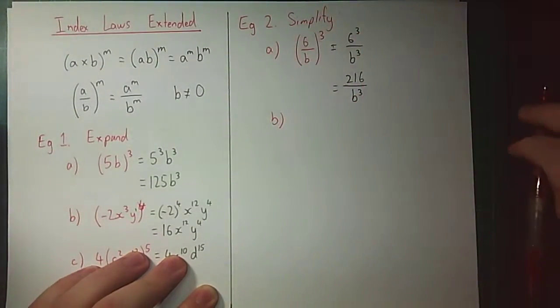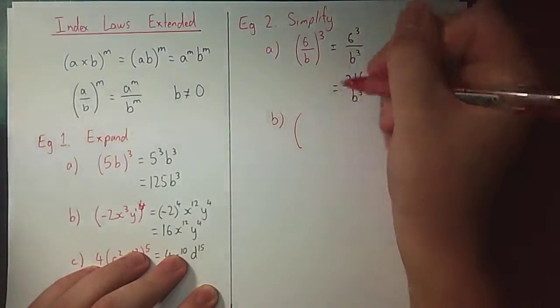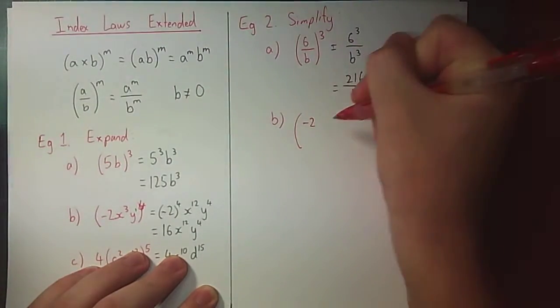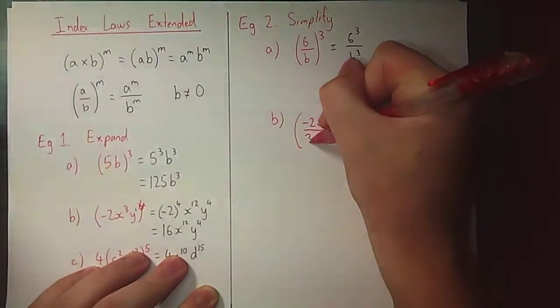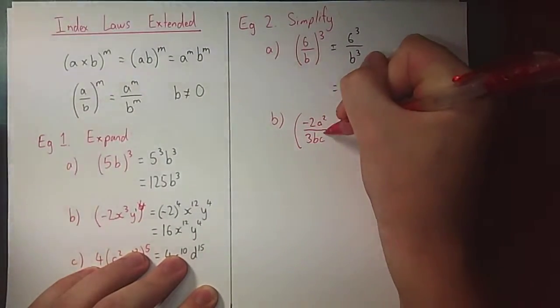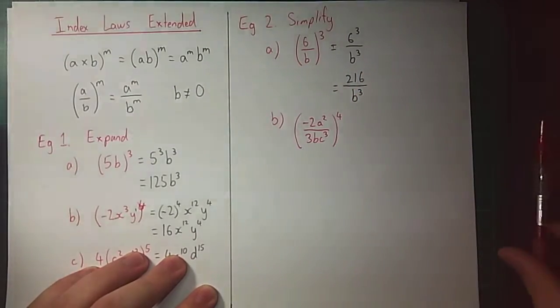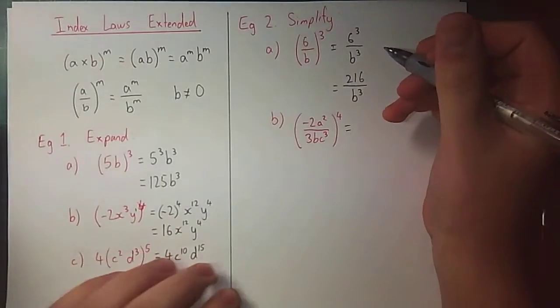For part B of this example, we've got a slightly more complicated one, but it's just the same process, just take your time with it, you'll get there. Minus 2a squared on 3bc to the power of 3 all to the power of 4. So in this situation here, we'll just take it one step at a time.